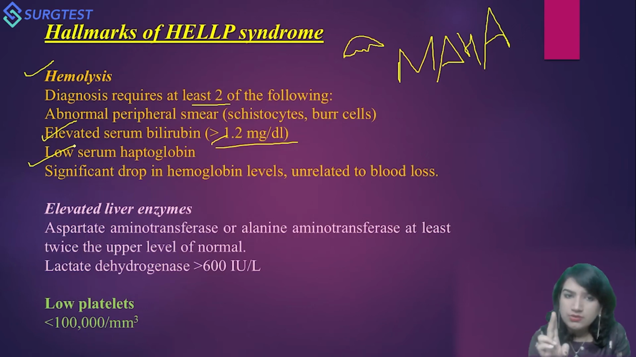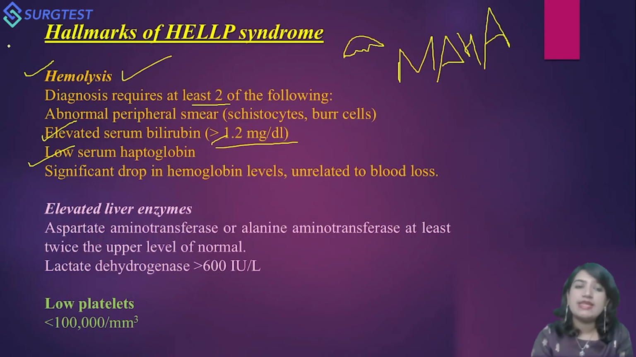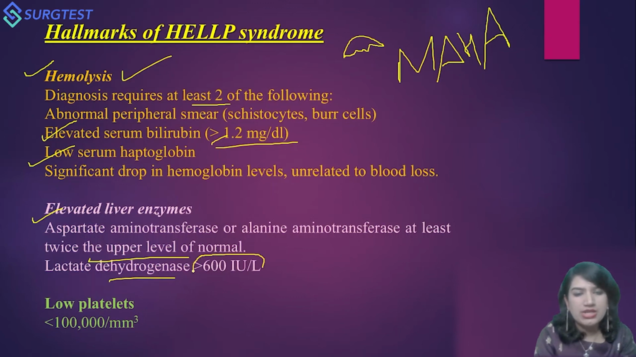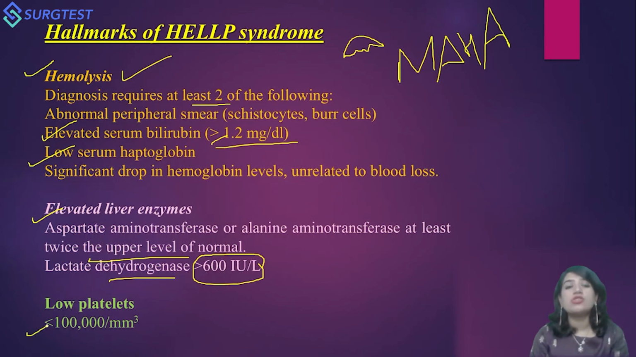So at least two of these: an abnormal peripheral smear, an elevated serum bilirubin, a low serum haptoglobin, and a significant drop in hemoglobin levels is what is required to diagnose the hemolysis component of HELLP syndrome. The next is elevated liver enzymes. So an AST or ALT at least twice the upper limit of normal, I told you, then only it will be classified as a preeclamptic liver dysfunction, or an LDH of more than 600 international units per liter. And low platelets, the cutoff again is 1 lakh per cubic mm. So when these components are fulfilled, it is called HELLP syndrome.